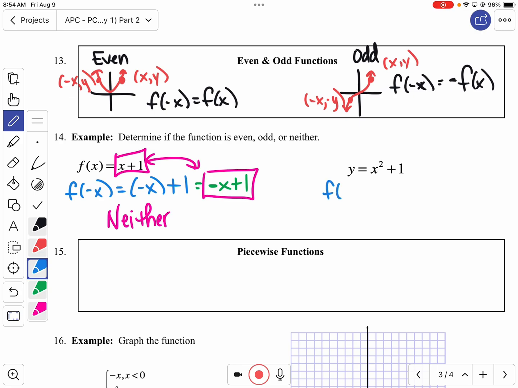At this time, we need sophomores, last name M through R, sophomores, report to the library at this time for your iPad.